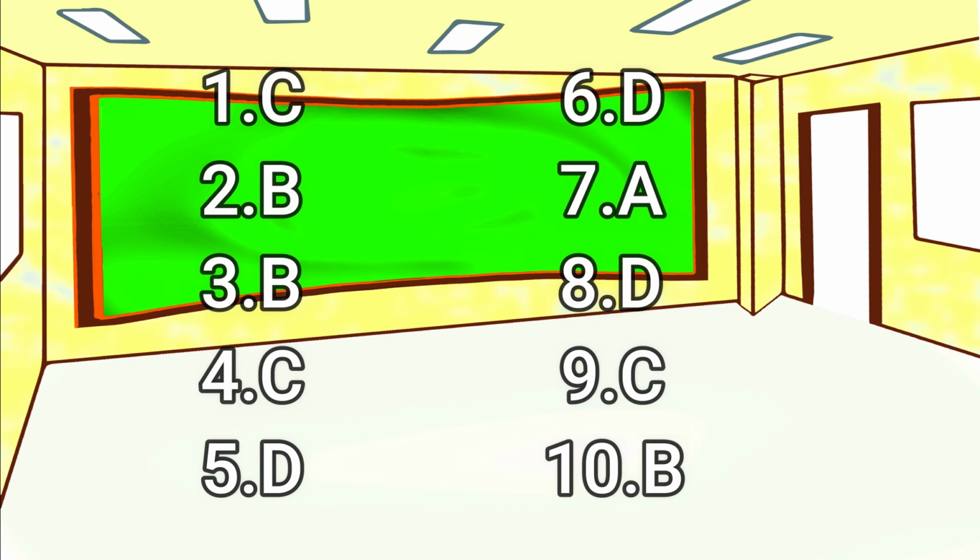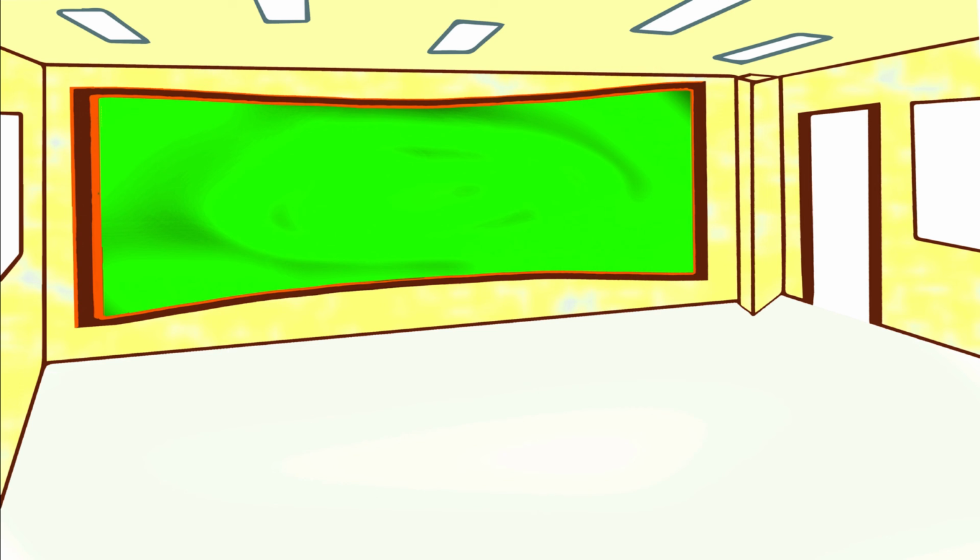Let's check your answers. Here are the answers of each item. Number 1, C. Number 2, B. Number 3, B. Number 4, C. Number 5, B. Number 6, B. 7, A. 8, D. 9, C. And number 10, B. Very good, grade 8 learners. You've got a perfect 10.